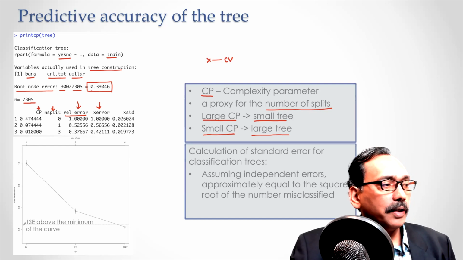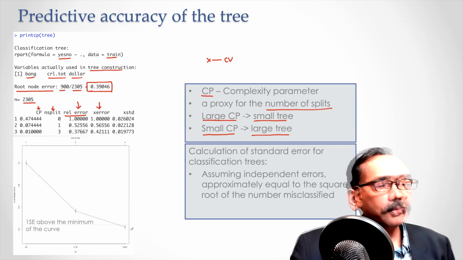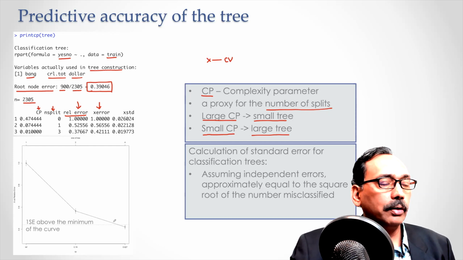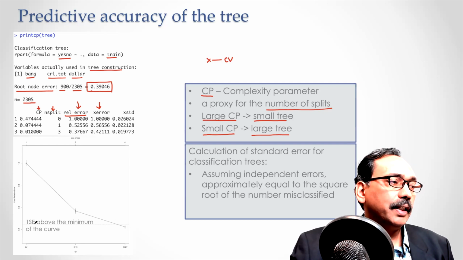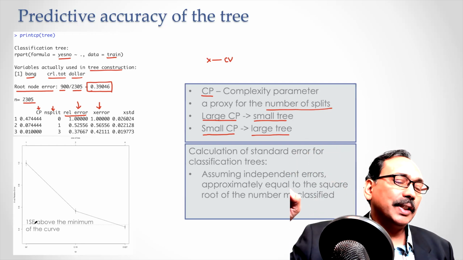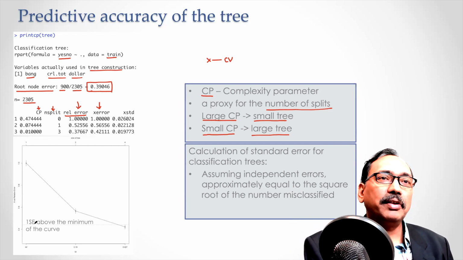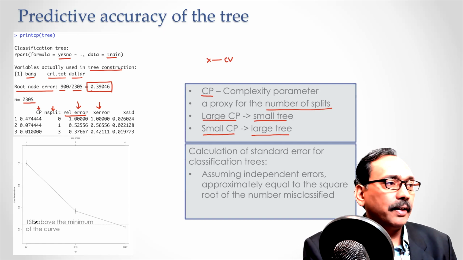In R, you'll also get this dotted line, which is one standard deviation or standard error above the minimum value of the curve. So if you run your tree model with a very small CP, you can get a plot for many more values of CP. But using this one standard deviation dotted line, you will see that most of those lower CP values are not really helping much in terms of reduction in error.